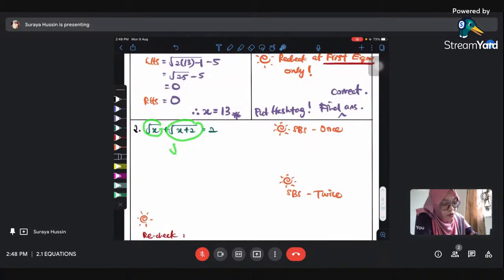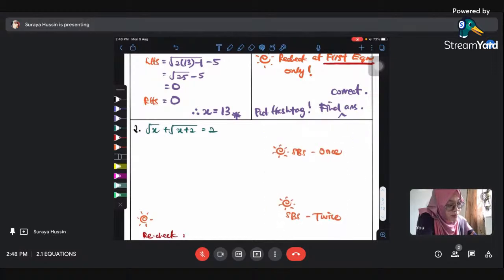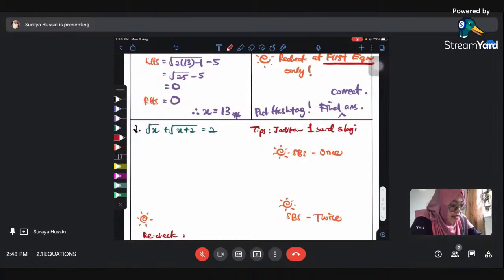Perlukah kita jadikan Surd sebagai subjek? Maksudnya Surd yang mana satu nak jadikan subjek? So actually anything can. So maksudnya saya perlu perbetulkan ayat saya lah. Tipsnya adalah jadikan satu Surd sebagai subjek. Jadikan satu je, salah satu sahaja yang sebagai subjek. So in this case, saya nak jadikan square root of x plus 2 sebagai subjek.